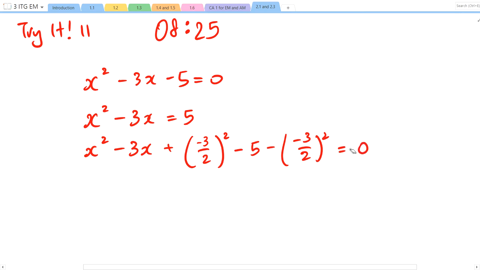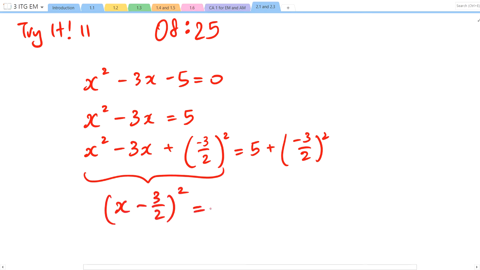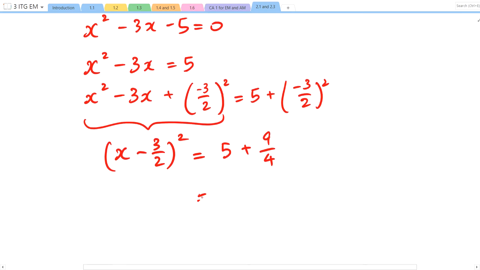Let me just show you what some of you are doing. So from here, my first three terms give me x minus 3 over 2 squared equals to 5 plus 9 over 4. How much is 5 plus 9 over 4?